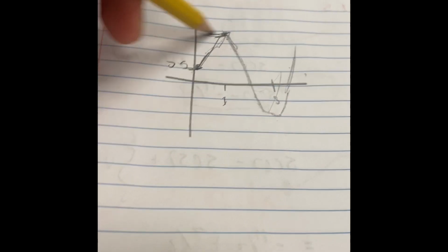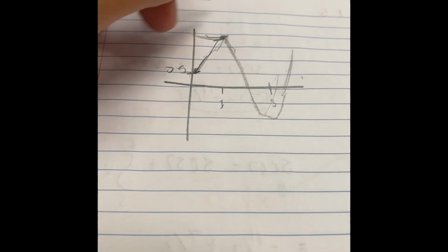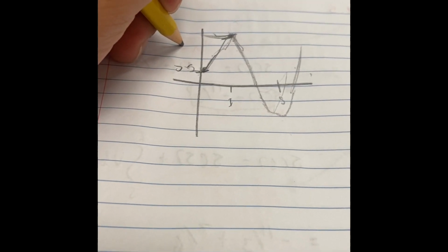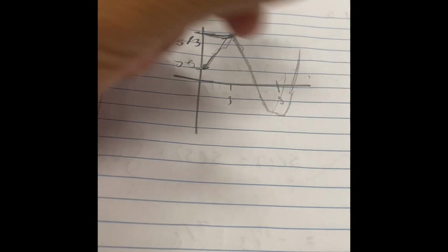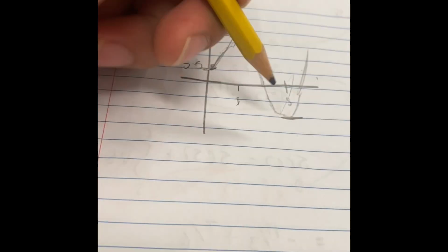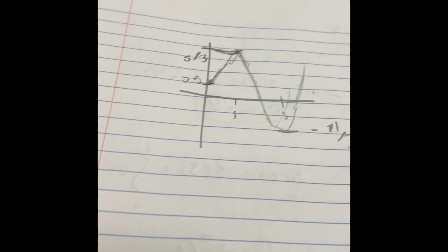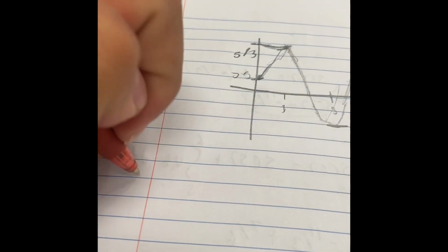we know that at 1, y is 5/3, and here we know that at 5 it is negative 11/3.